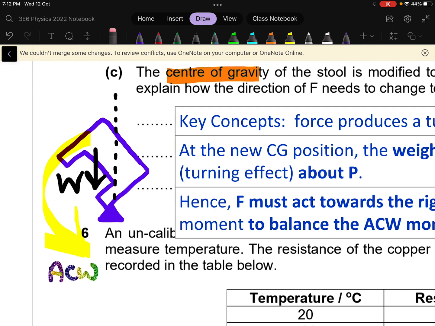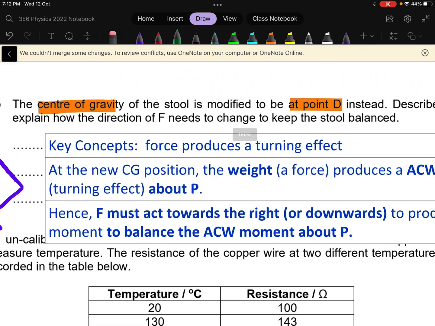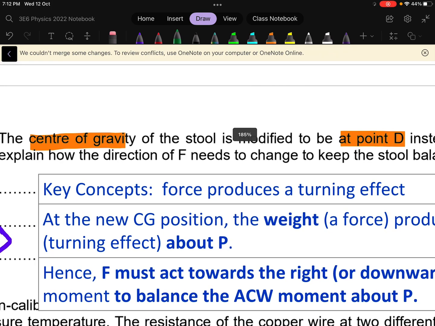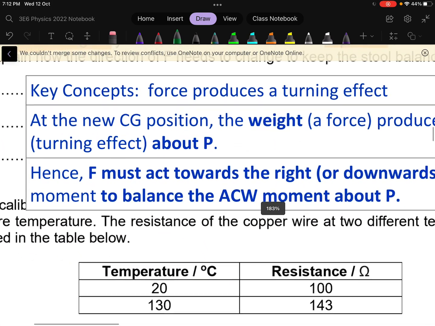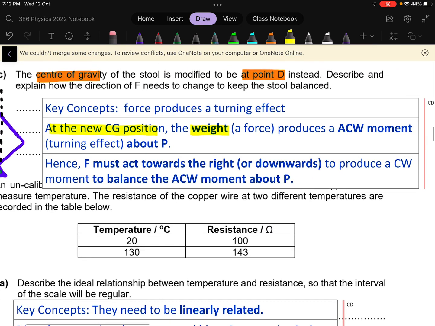So now because the CG is now on the left side of the pivot P, you can see that the weight, which is a force, is going to give rise to an anti-clockwise turning effect. We call this anti-clockwise turning effect moment. So the key concept here that we want to see is that in your answer, you are telling us that this force is going to produce a turning effect. So the answer here, I would expect you to tell me that because of the change, the weight, which is a force, is going to produce an anti-clockwise moment about P.